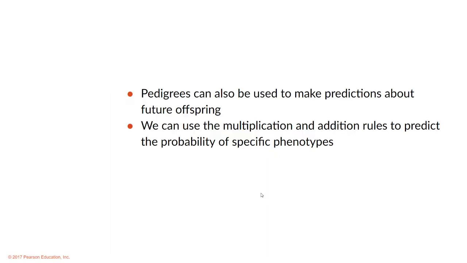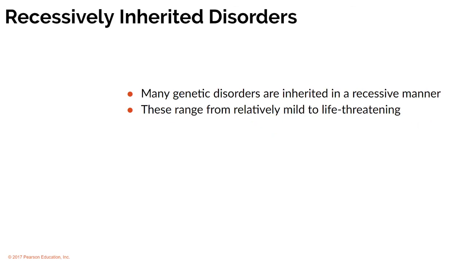All right, so pedigrees can be used to make predictions about future offspring. So based on pedigrees, you can predict the likelihood that children will have certain traits, and that's especially useful if you have a family history of certain diseases. So specifically a lot of diseases are inherited recessively, and these can be anywhere from mild to life-threatening. So we have some mild genetic disorders like color blindness compared to life-threatening ones like cystic fibrosis.